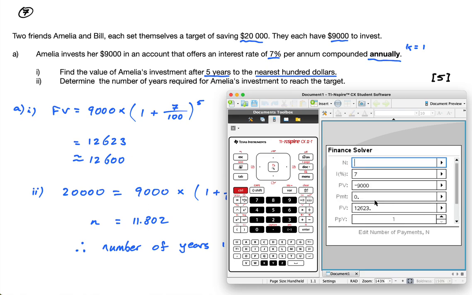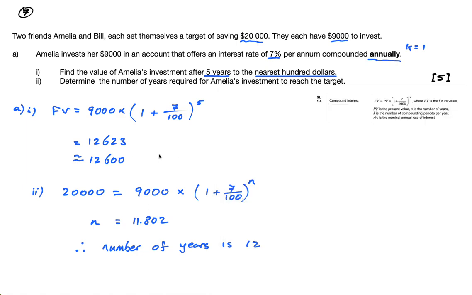If you want to, again, guys, use your finance solver, it's N that you don't know. So the 7 is the same. The future value is now 20,000, and you're trying to find N. So you press enter here, and there you get 11.8. What I suggest, guys, is you do the formula, and then you check your answer with the calculator. I always like that method. Okay, that's part A. I'll do part B in the next video.